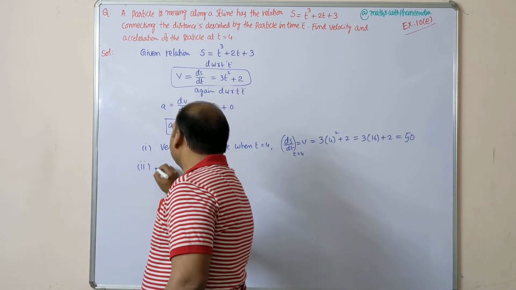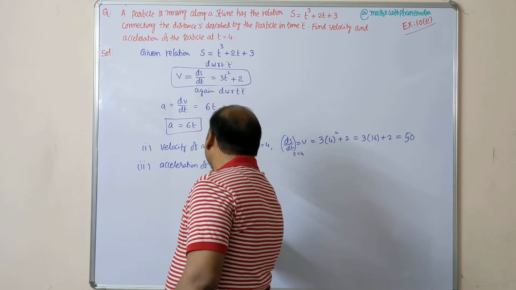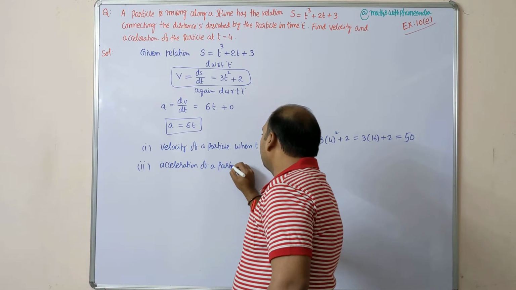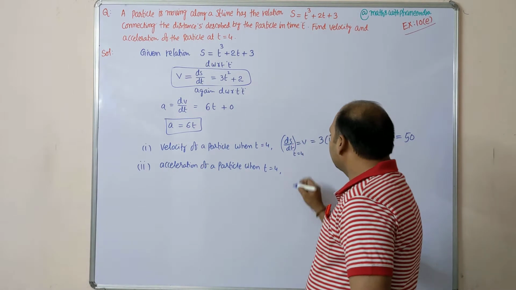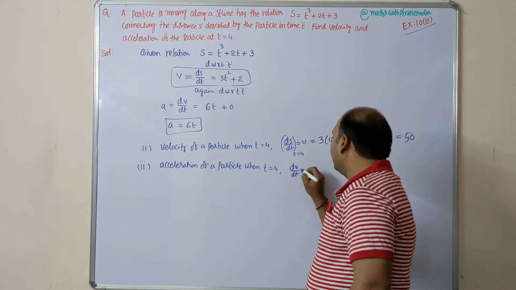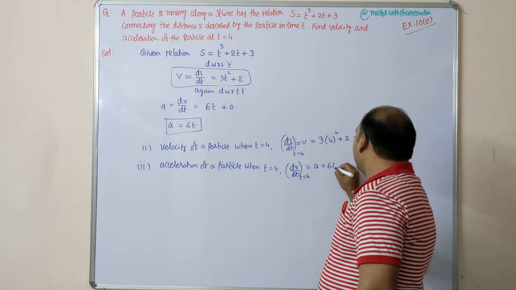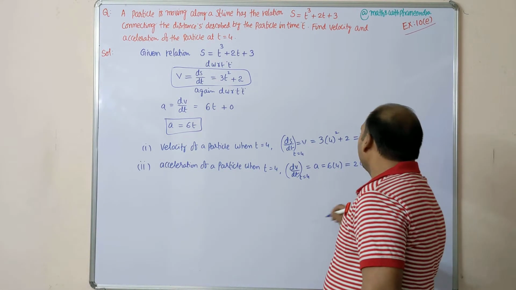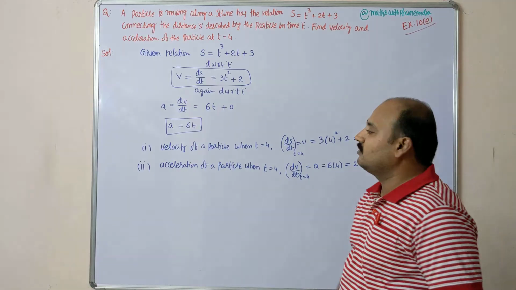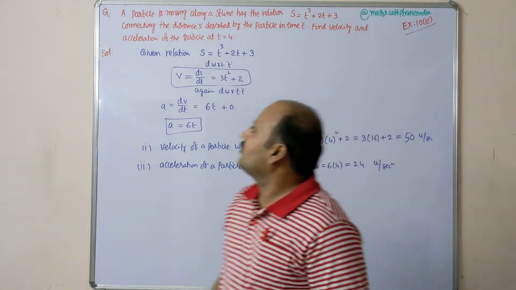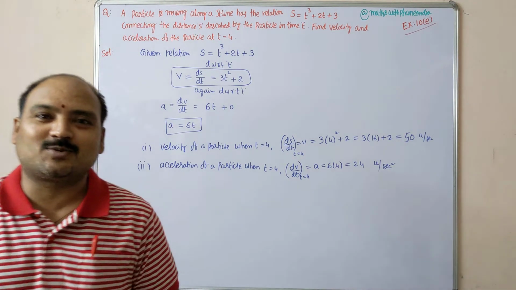Next, acceleration. Acceleration of a particle when t equal to 4. So that is dv by dt. When t is equal to 4, that is acceleration. 6 into 4, that is equal to 24. Here unit per second square. Here unit per second velocity. I hope you understand it, students. That is the only they asked, velocity and acceleration. We'll move on to the next question.